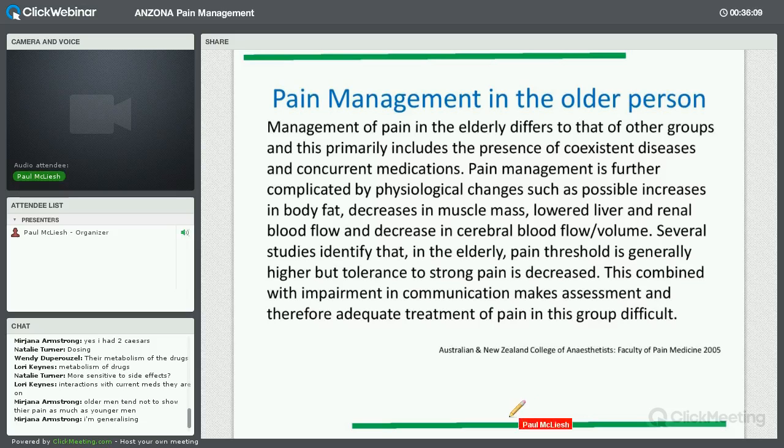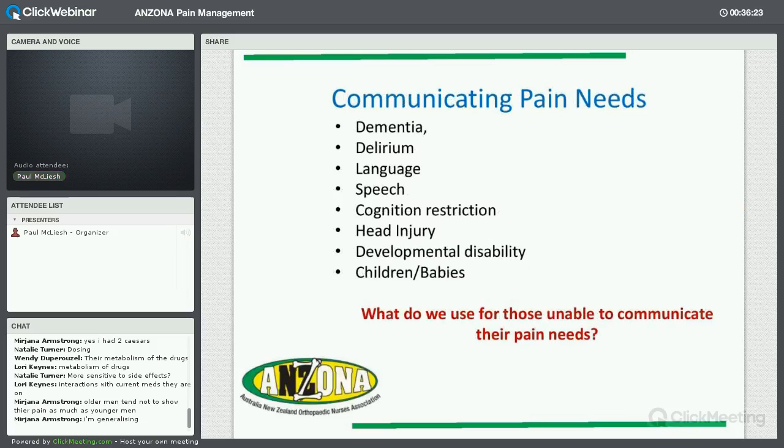The other problem too, and this is the area that we were looking at, is this combined with impairment in communication makes assessment and therefore adequate treatment of pain difficult in that group as well. So that's where we were approaching things from, because that was an area of concern. So, communicating pain needs. We've identified most of these: dementia, delirium, language, speech. If someone's had a CVA and they're dysphagic, they can't talk to you. They may be cognitively damaged, they may have a head injury, they may have a developmental disability, and also children and babies as well. So we need to use other tools or other ways of assessing these patients' pain.